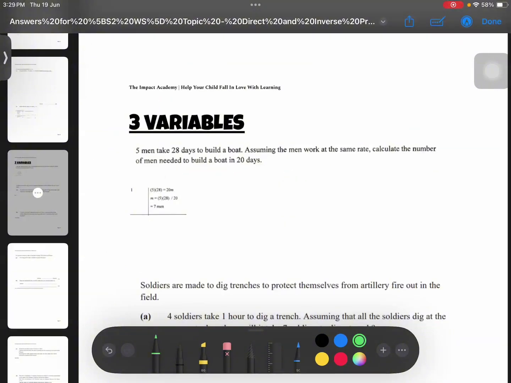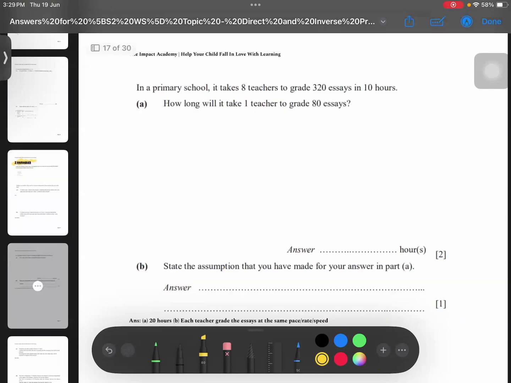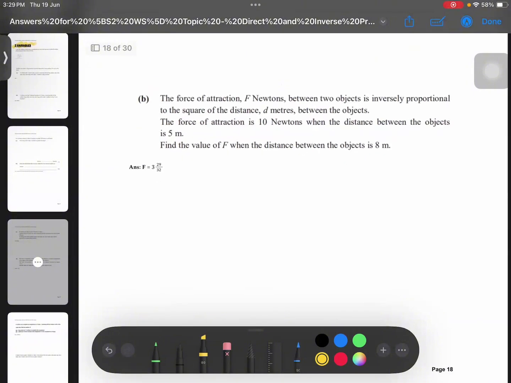Now, just now we were doing direct, and then after that we moved on to inverse, and now finally we are on something called the three variables. This is very important, and I have a very specific method that I find to be one of the best methods that you can use in order for you to solve this question. So make sure you watch this video to the very end. So I'm going to jump to 18, because this is a question that my students struggled with.